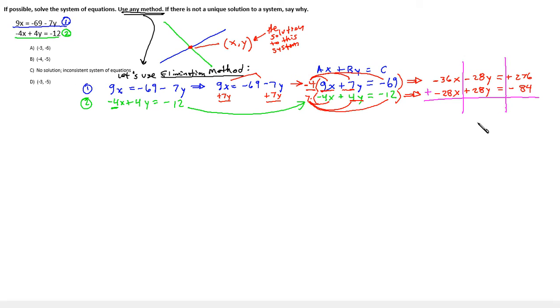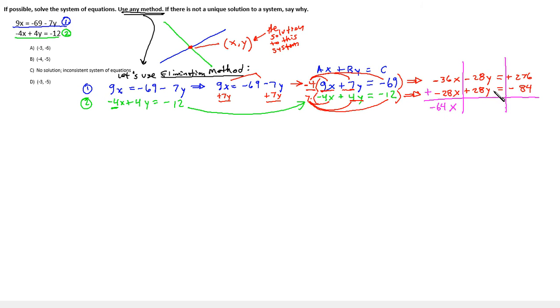It lines up like terms. X to the first plus x to the first remains x to the first. Negative 36, I'm going to go negative 36 in my calculator, minus 28, minus 28 equals negative 64. So this becomes negative 64x.